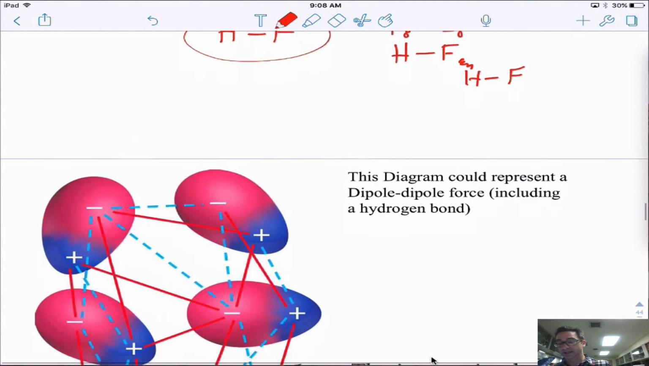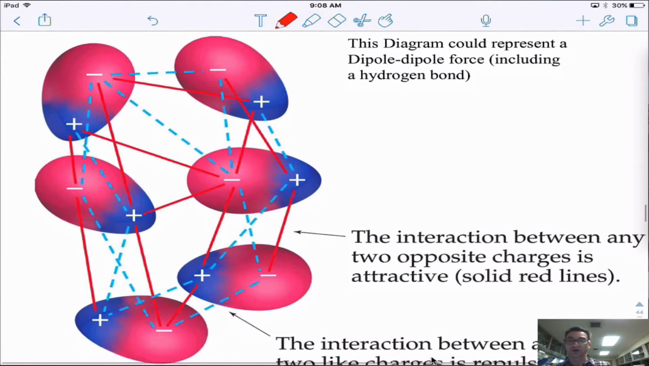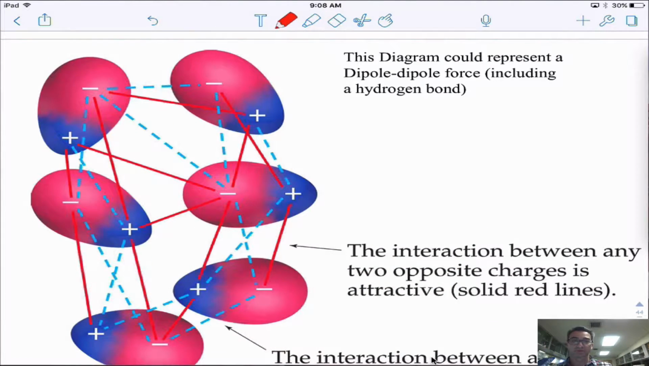Now, there is a case where you have really, really strong polar molecules. And when you have really, really strong polar molecules, you will form a special type of dipole-dipole. It's called a hydrogen bond.